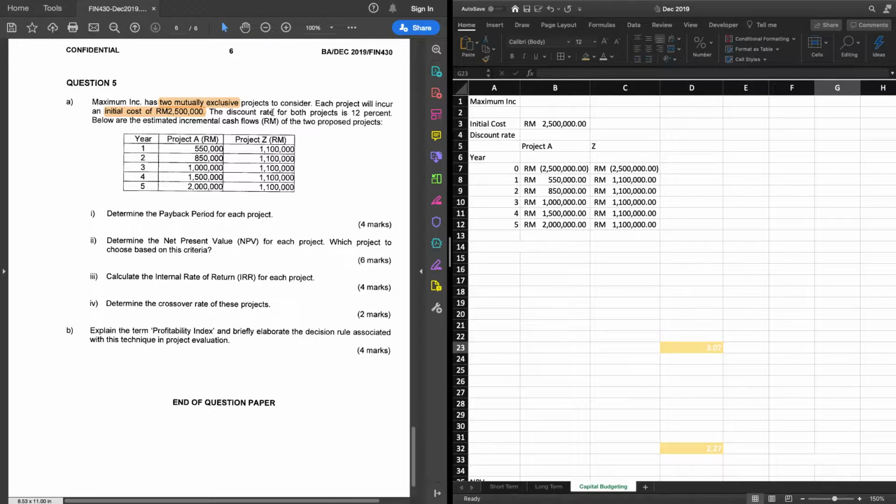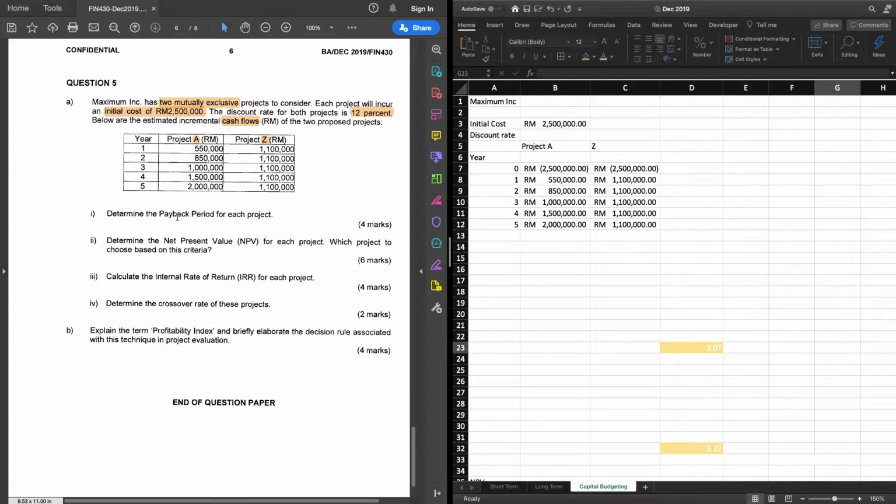The discount rate for both projects is 12%. Alright, and then below are the estimated cash flows for the two proposed projects, project A and project Z. The cash flow is over 5 years, and we can see project A has different cash inflows, and project Z has the same cash inflow each year.